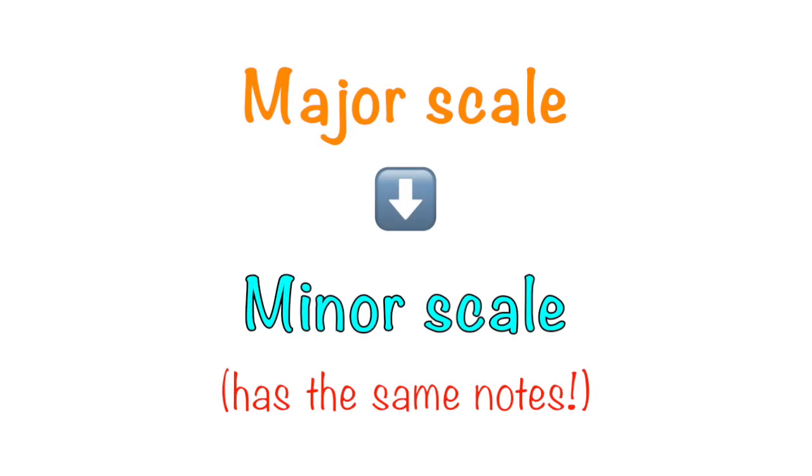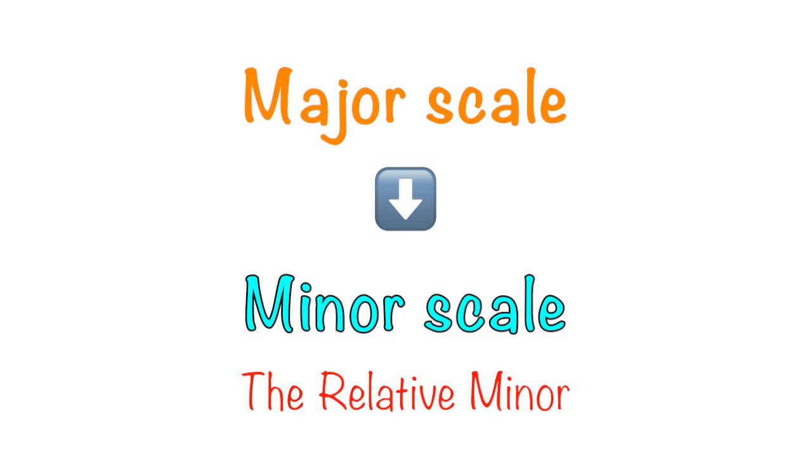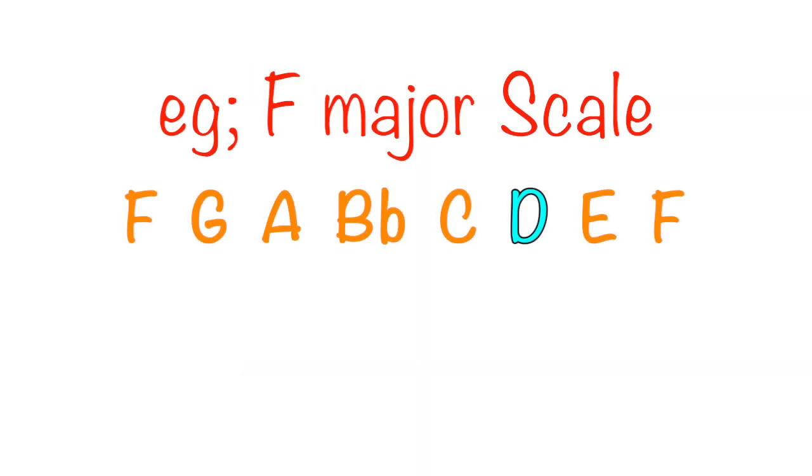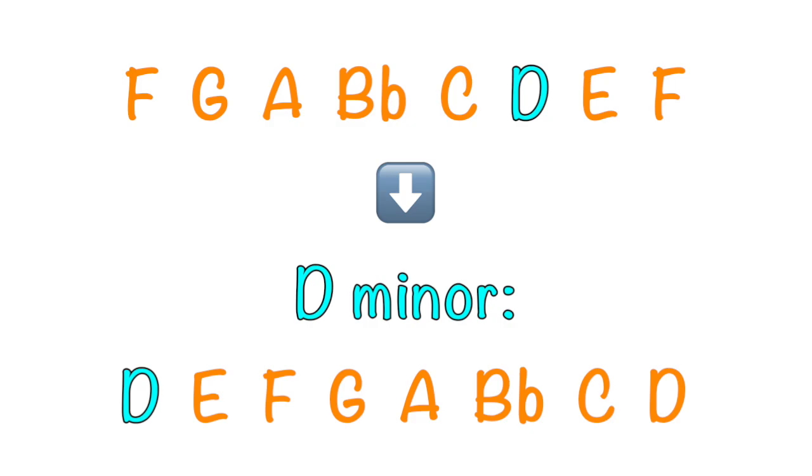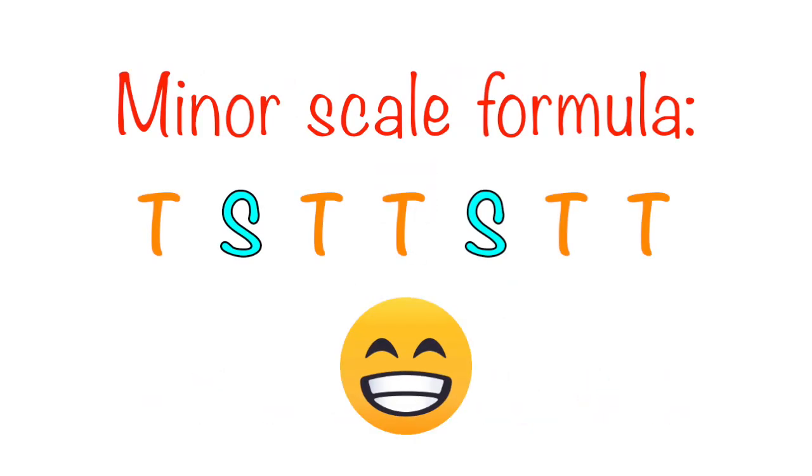For every major scale, there is a minor scale that has the exact same notes. This is called the relative minor. The relative minor starts from the 6th note of the major scale. For example, the relative minor to F major is D minor because the D is the 6th degree of the major scale. Every key signature represents a major and a minor scale. For those who would also like a formula for the minor scale, it's tone, semitone, tone, tone, semitone, tone, tone.